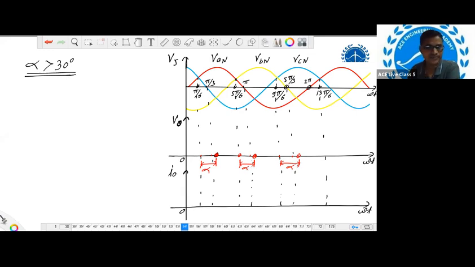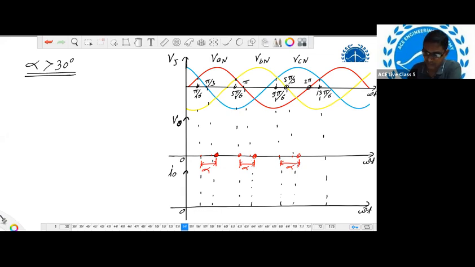Is this clear? Right? So please try to understand. Unless and until you understand how to find the corresponding alpha, and what is the value of omega t for that alpha, you cannot draw the waveform, right?